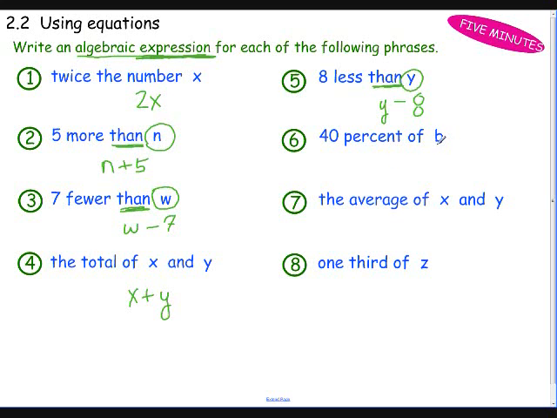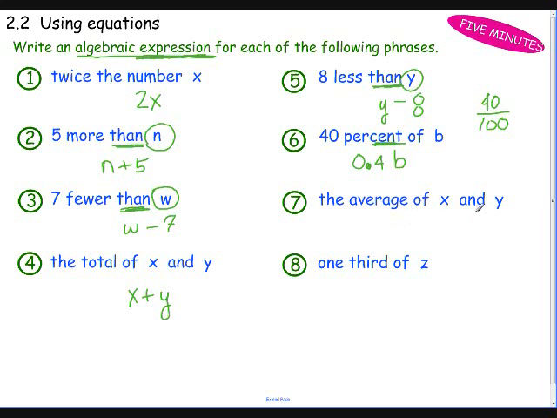40% of B. Remember that percent means 40 per 100. Those of you who are studying Latin, cent, centurion, century, 40 per 100. And we want to convert that into decimal, 0.4 times B. The of is the same as times.